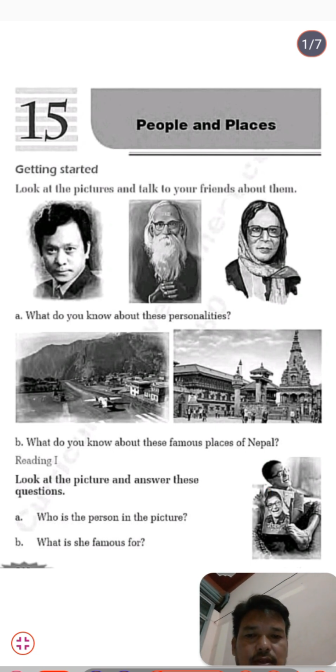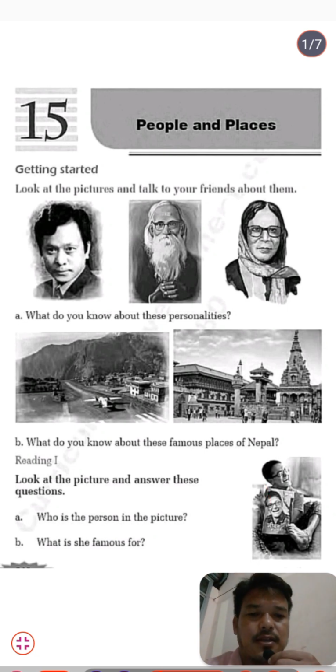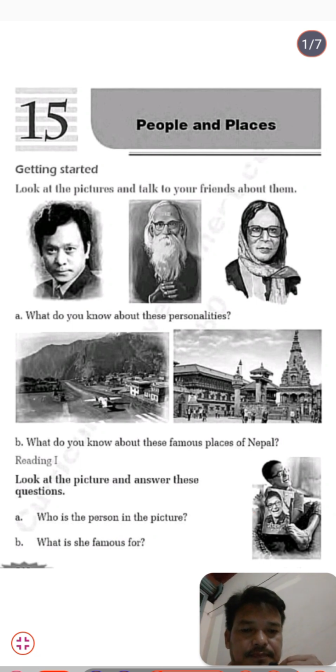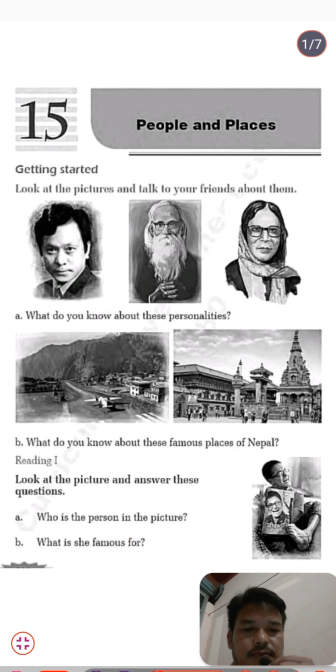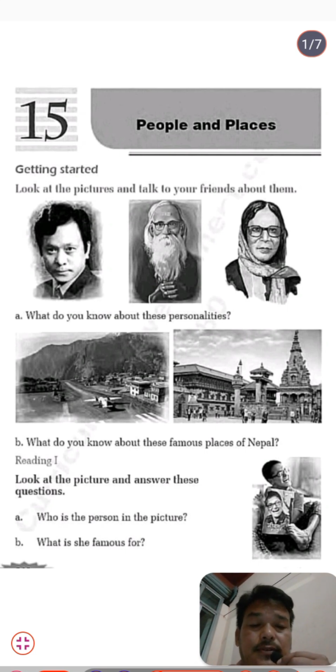Look at the picture and answer this question. And we have reading first text, students. Again, before reading first, we have to identify the picture. Who is the person in the picture? Very clearly, students, the person in the picture is Jamuna Kumari Ghimire. The second question is, what is she famous for? Students, she is famous for her autobiography, Jivan Kada Ki Phool.